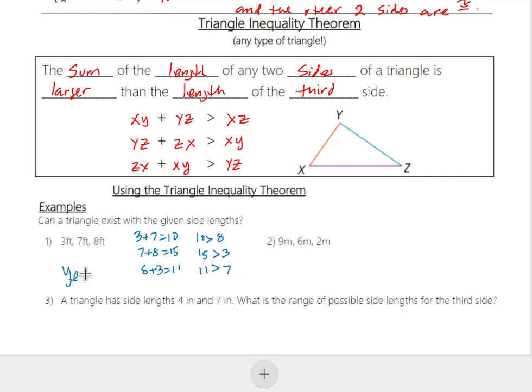And if we look at number 3 then, looking at the sum and the difference, if we have side lengths given as 4 and 7, 2 of them add up to 11, so the third side has to be less than 11, and the difference of 4 and 7 is 3, so the other side has to be greater than 3. So the range of side lengths are greater than 3 and less than 11.